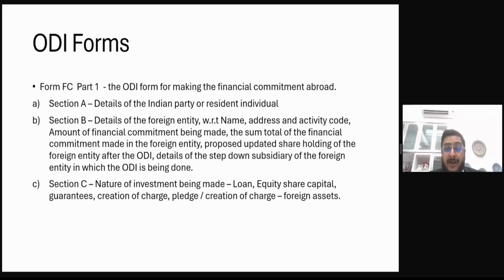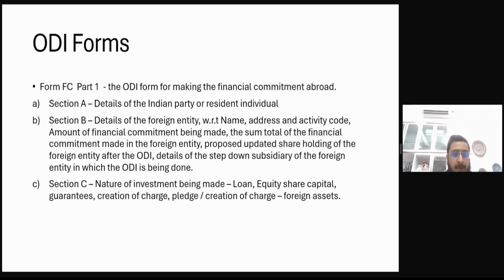The amount of financial commitment being made, the sum total of financial commitment made in that foreign entity, then the proposed updated shareholding of the foreign entity after the ODI. This is also required to be given in your Form FC: what is the shareholding percentage of that foreign entity after this Indian entity has done this ODI. Then if there's any step down subsidiary of the foreign entity, you have to give details regarding the same.